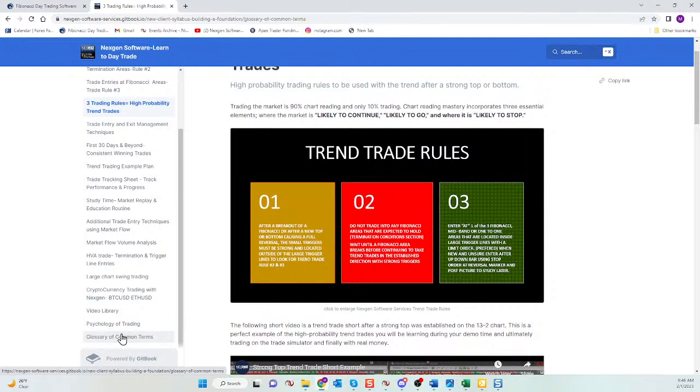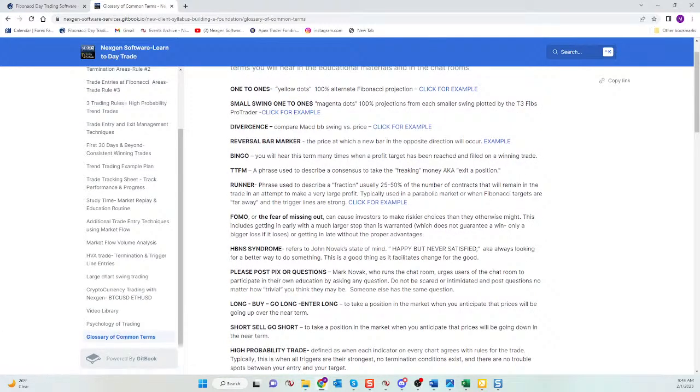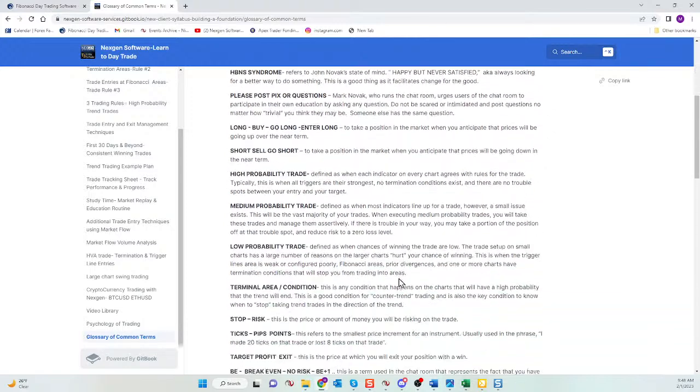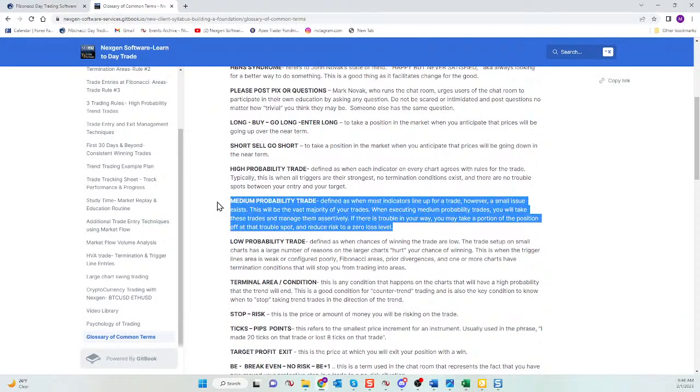When you spend a little bit of time, that small drop in the bucket of your life, learning to read your indicators, it's going to take you to a medium probability trade. This medium probability trade is defined when most indicators line up for a trade, however a small issue exists. Your ability to read your charts is going to help you identify that small issue. And this will be the vast majority of your trades, guys.